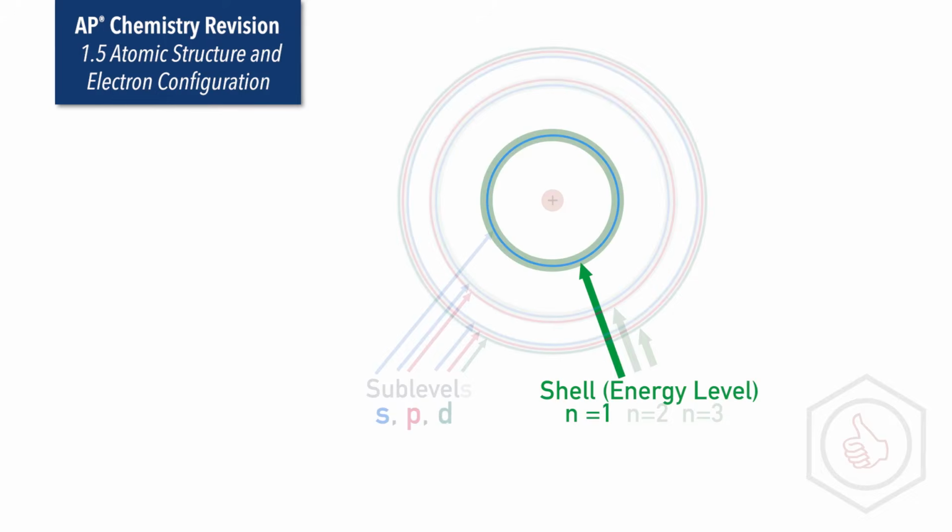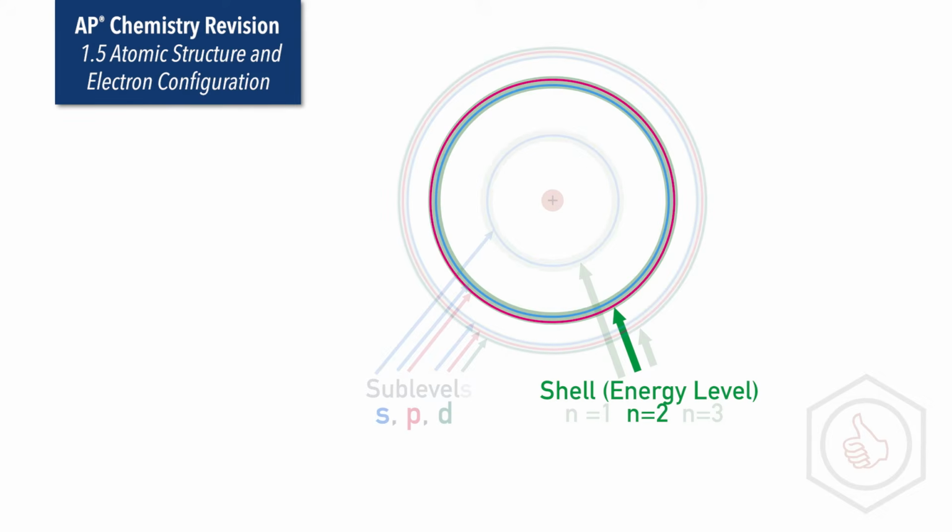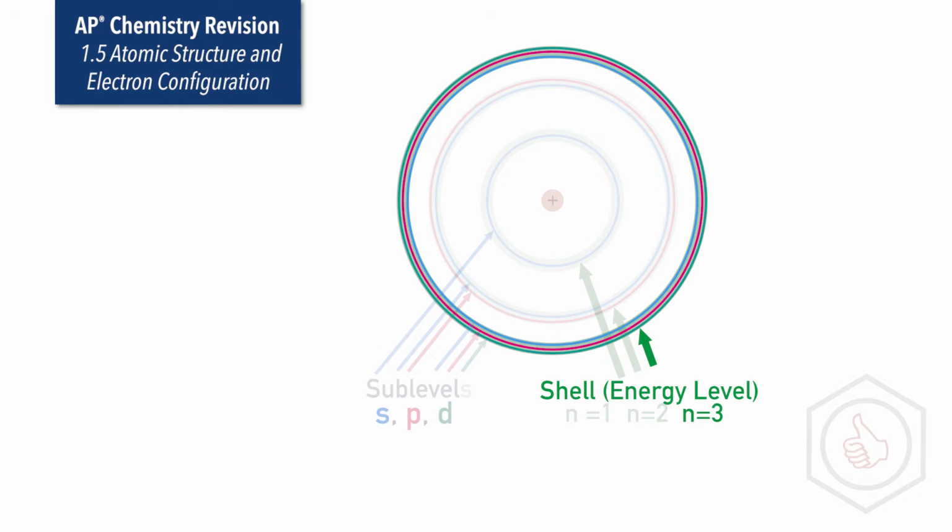The n equals 1 energy level has only an s sublevel. The n equals 2 energy level has an s and a p sublevel. The n equals 3 energy level has an s, a p, and a d sublevel. And the n equals 4 energy level has an s, a p, a d, and an f sublevel.